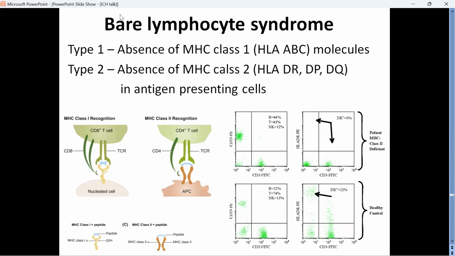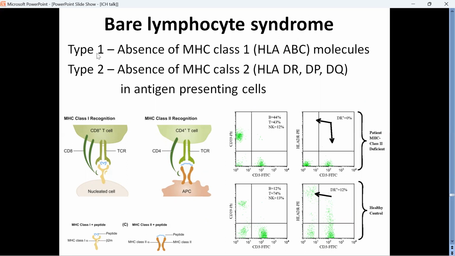So with that, we'll just quickly finish the other indications with slides. The other important function of flow cytometry is in diagnosing bare lymphocyte syndrome. Basically, bare lymphocyte syndrome is where you don't find the MHC molecules on the cell surface.